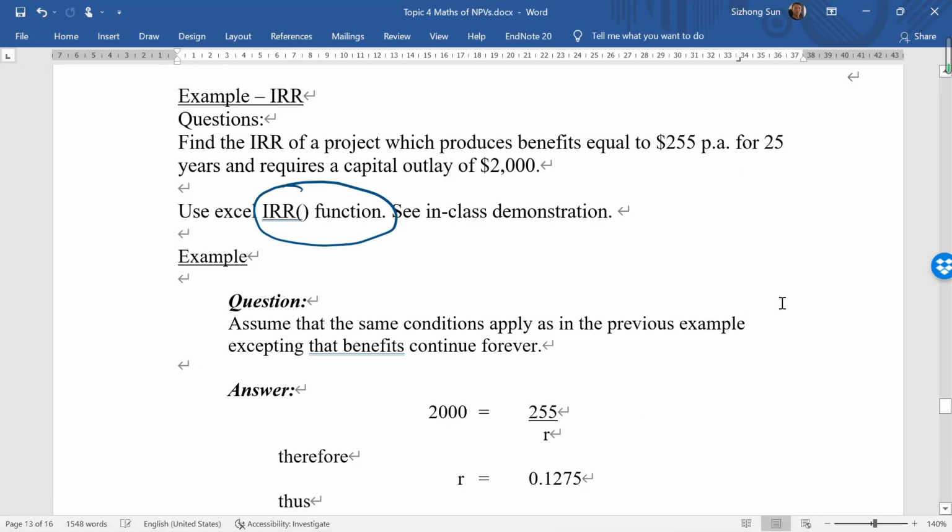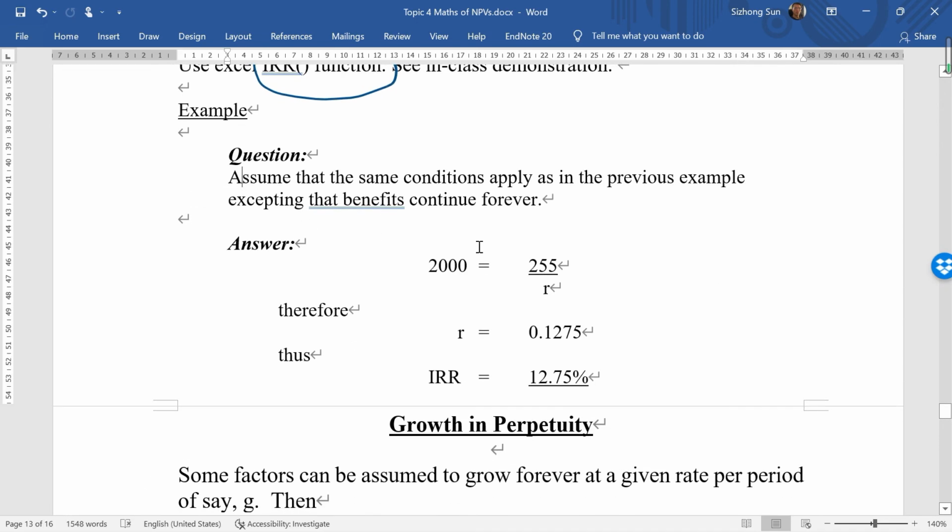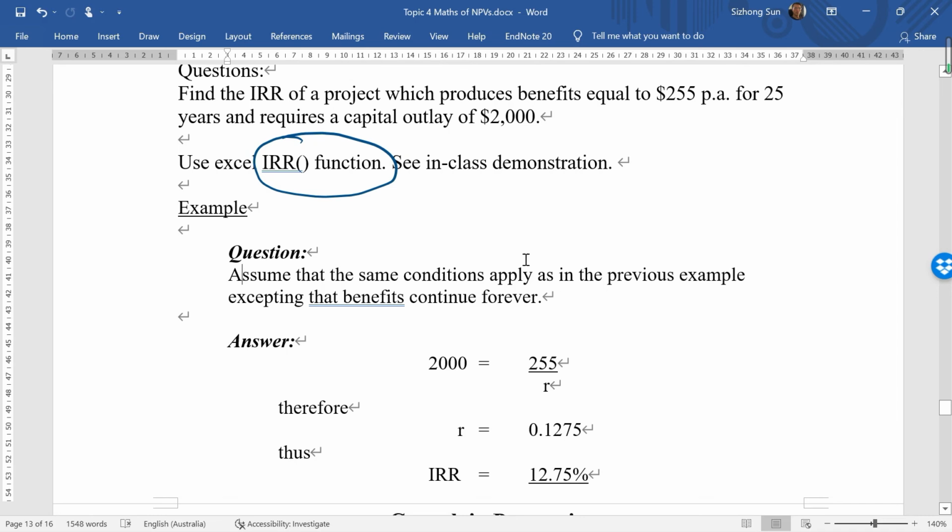Okay, so in practice we can use this IRR function in Excel to solve for the internal rate of return. Let's look at an example. Assume that the same conditions apply as in the previous example, except that the benefits continue forever. So now we have this.